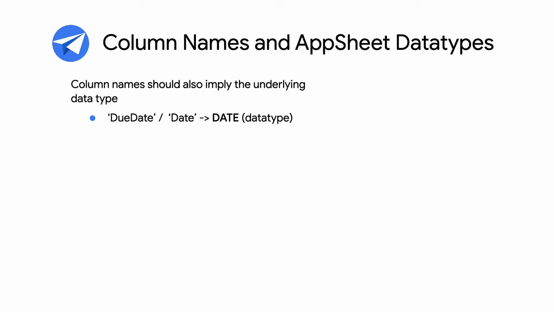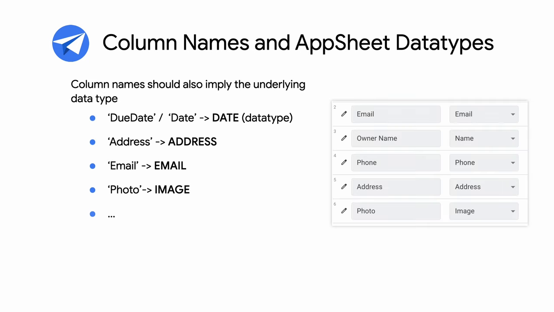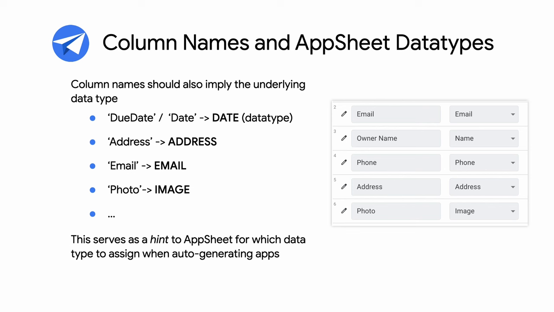For each column of data in a sheet, AppSheet assigns a specific underlying data type, such as date, address, email, and so on. You can directly influence how AppSheet assigns data types by using column names that imply a specific type of data. For example, using a column named date or due date will automatically generate an underlying date data type in AppSheet. Other literal column names will also work, such as address for an address, photo for an image, and so on. In general, column names serve as helpful hints for AppSheet to assign the appropriate data types when generating apps.